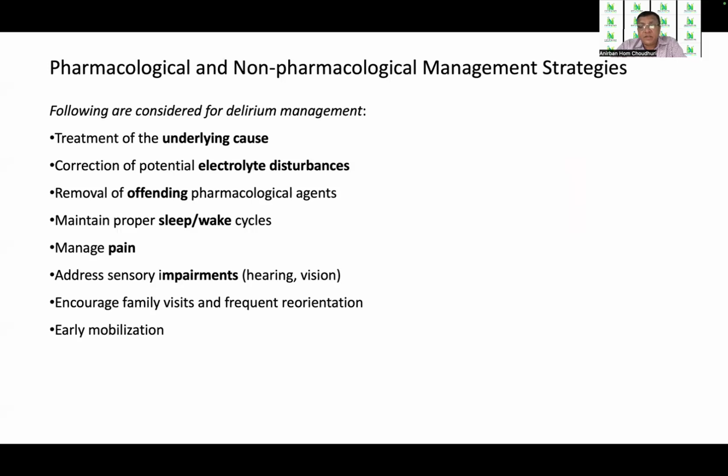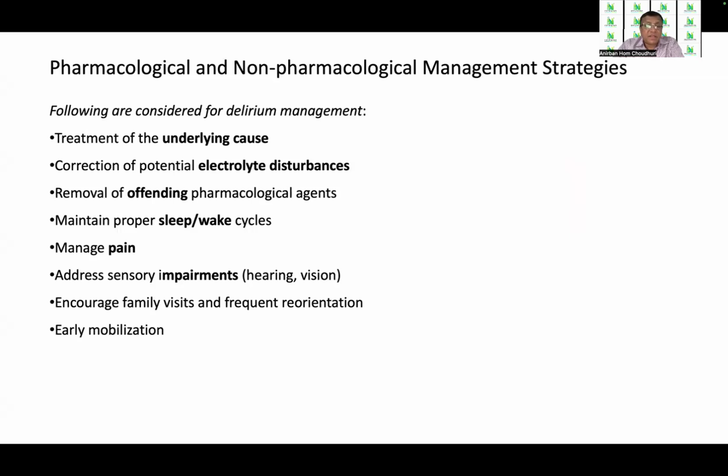Sleep-wake cycles get disturbed in the ICU because of alteration in the perception of day, night, etc. So this alteration of the sleep-wake cycle is responsible, and maintenance of the sleep-wake cycle is important. Management of pain is another very important factor for delirium. Address sensory impairments like hearing, vision, etc. Because if the patient is unable to perceive through these end organs, then there is a high likelihood of developing delirium.